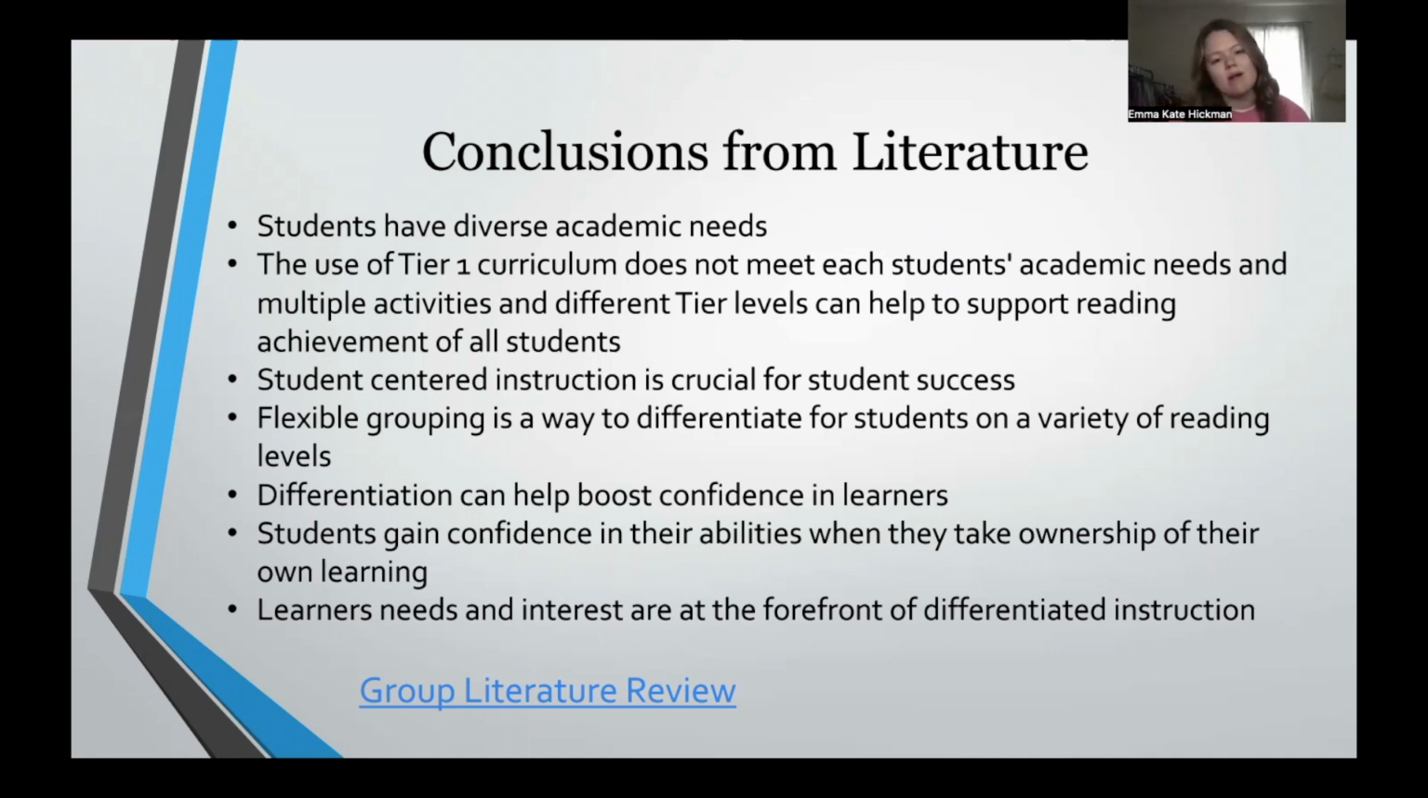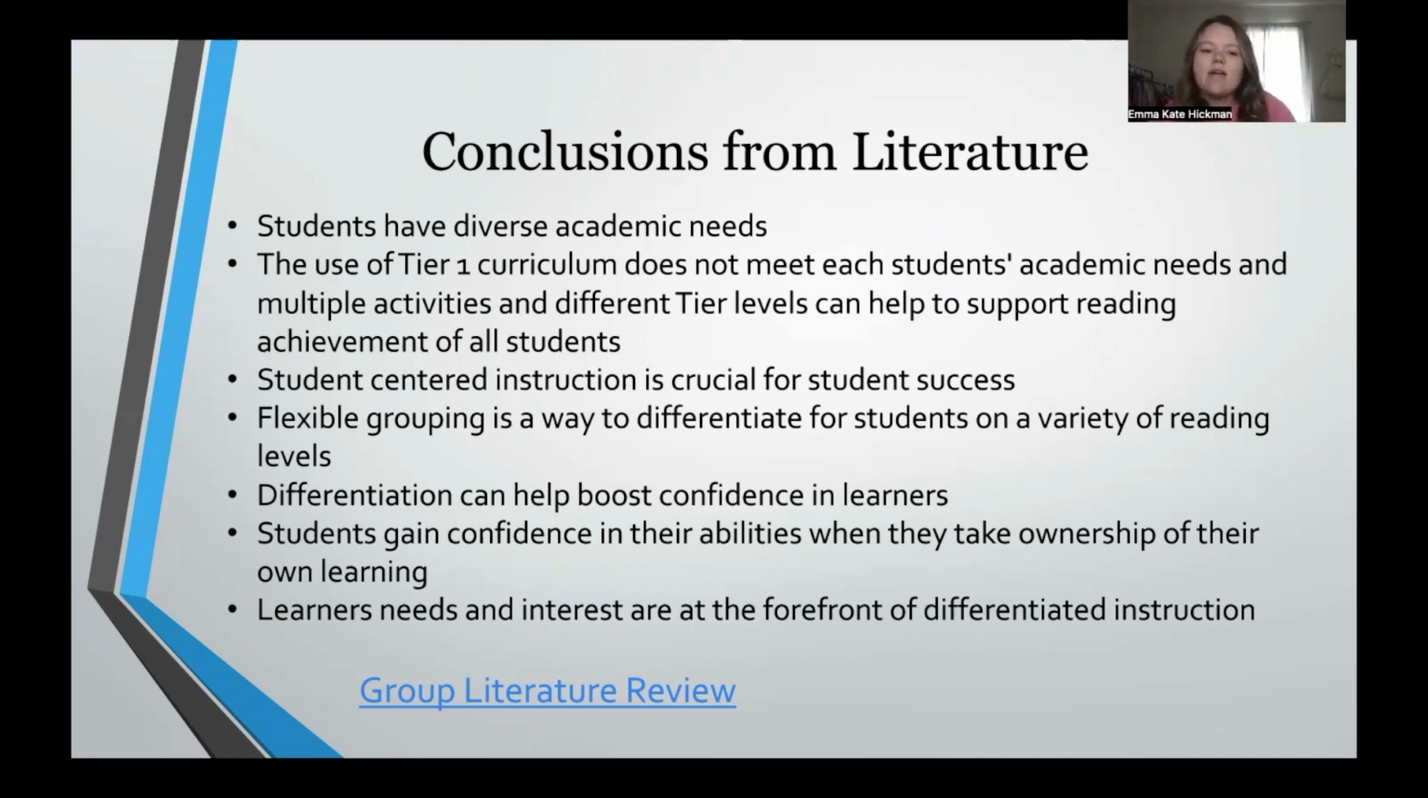The next point we came away with is that differentiation can help boost confidence in learners. When they are given instruction that is of interest to them or is at their ability level, then they are more than likely going to be more confident in their learning, versus, going back to that second point, giving them just the Tier 1 curriculum when they're not really thriving in that. Then they're not going to have as much confidence in themselves as learners.